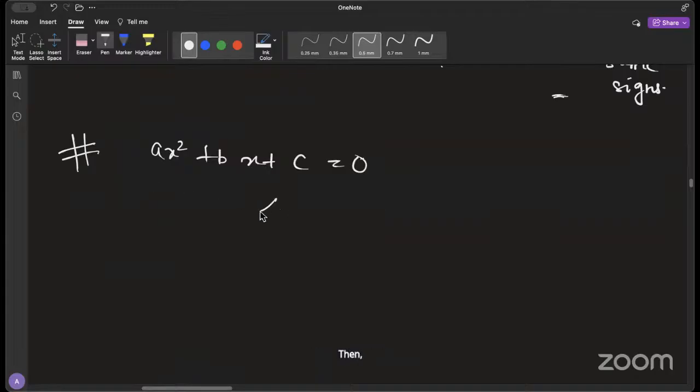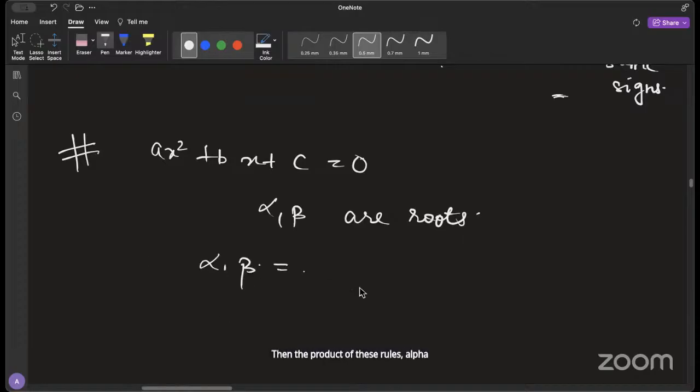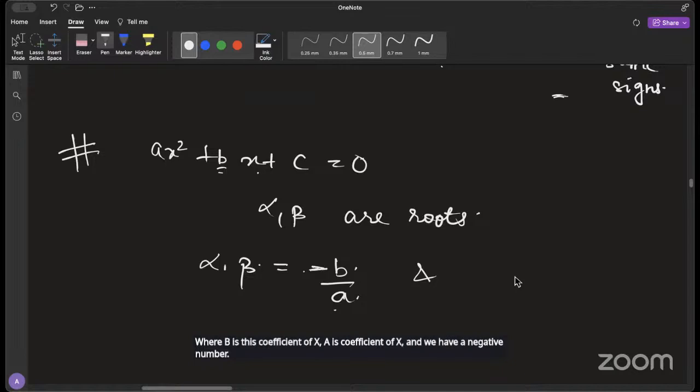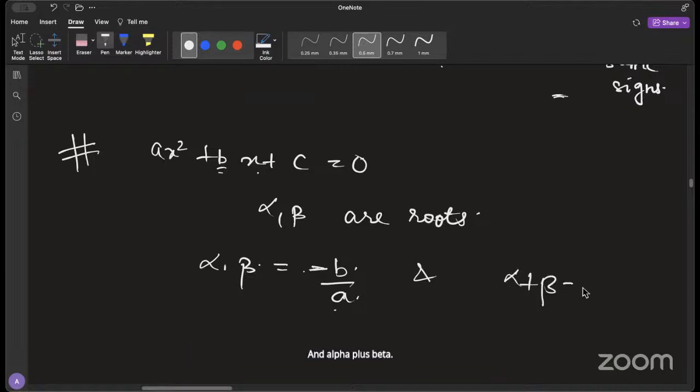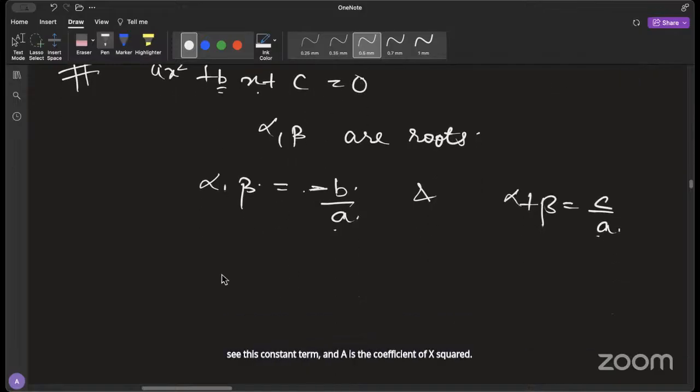Then let's say alpha, beta are roots. Then the sum of these roots, alpha plus beta, is equals to minus b by a, where b is the coefficient of x, a is the coefficient of x squared, and we have a negative here. And the product alpha beta is equals to c by a. And c is the constant term and a is the coefficient of x squared.